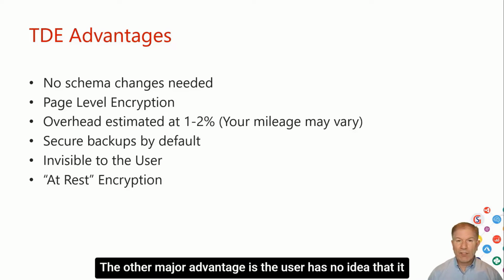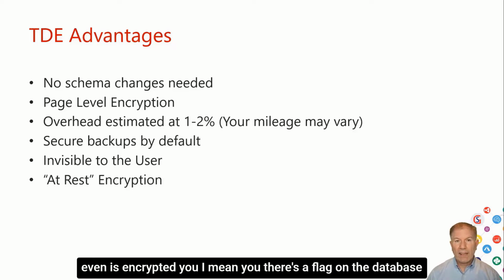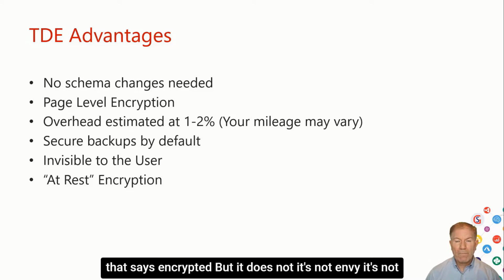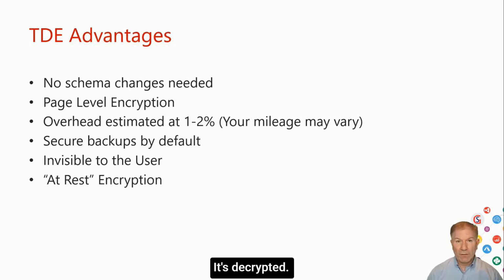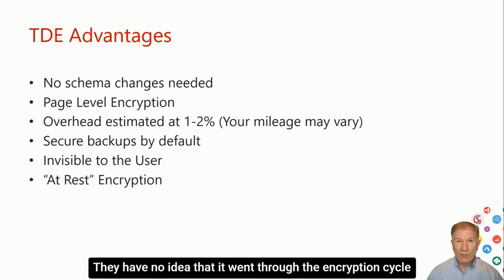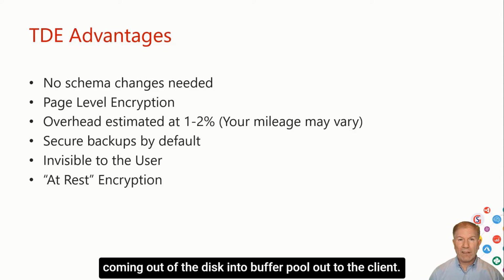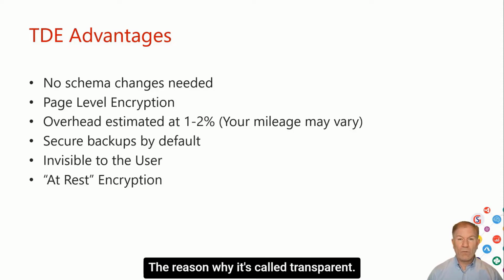The other major advantage is the user has no idea that it even is encrypted. There's a flag on the database that says encrypted, but it's not visible to the user because if you select the data out, it goes from the disk into the buffer pool, which gets decrypted, and the data in the buffer pool is decrypted. When it goes out to the client, it's decrypted. They have no idea that it went through the encryption cycle, coming out of the disk into the buffer pool out to the client. So it's invisible. Hence the reason why it's called transparent. It's supposed to be transparent to the user.